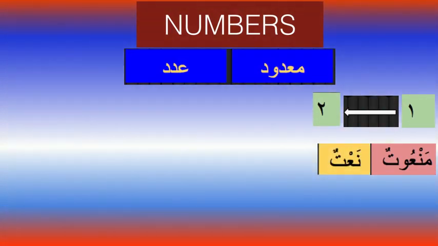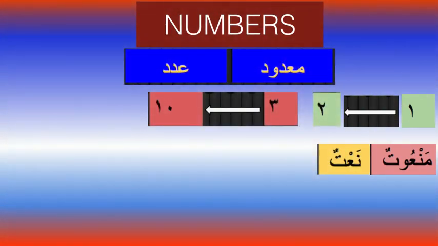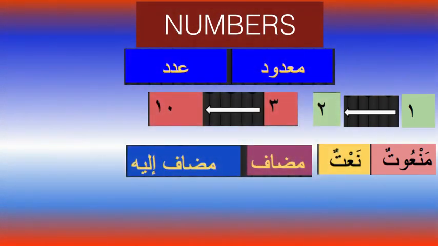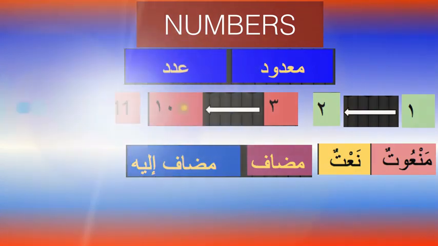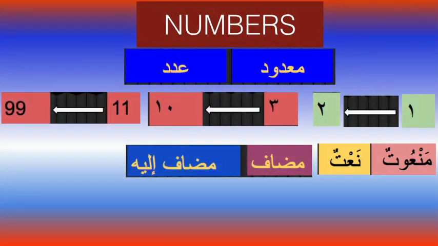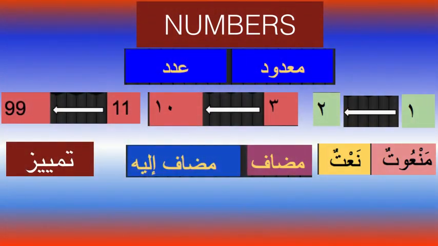and the number comes as a na'at. And we know from 3 to 10, the combination of ma'dud and adad is mudaf, mudaf ilayhi, where the thing which is counted is mudaf and the number comes as a mudaf ilayhi. And we know from 11 to 99, the ma'dud comes as a tam'iz.